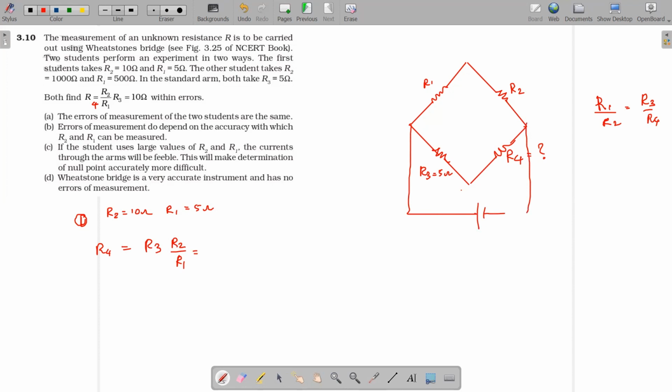This is the actual Wheatstone bridge. R3 is 5 ohm and R2 is 10 ohm and R1 is 5 ohm, which gives 10 ohm for R4. This is the experiment carried out by the first person.